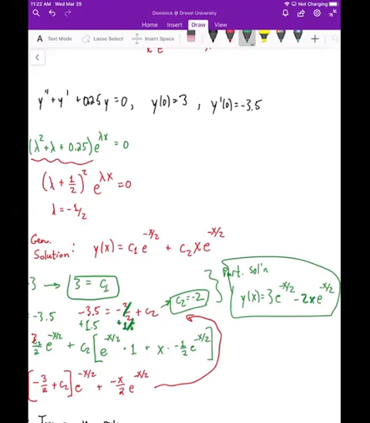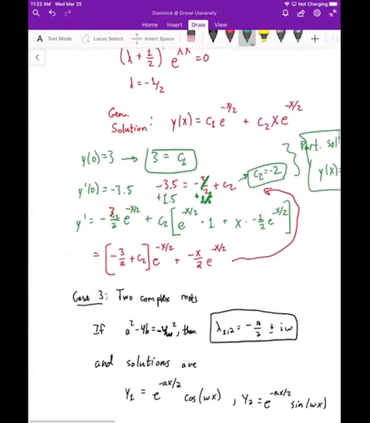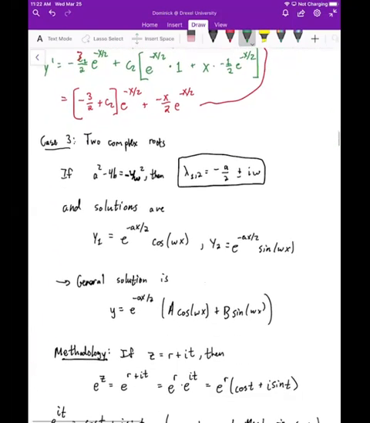Okay, so we just have one more case to discuss in this video, and that's the idea of what happens when you have two complex roots. Now, if you haven't had a complex analysis class, this might take a couple of read-throughs to sort of see why we need the solution form that we need, but it's not hard to verify even if you've never had a complex analysis class.